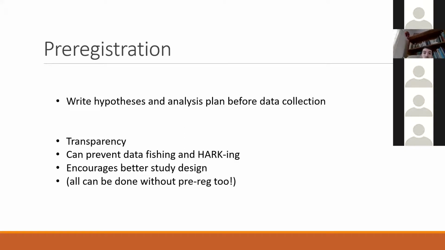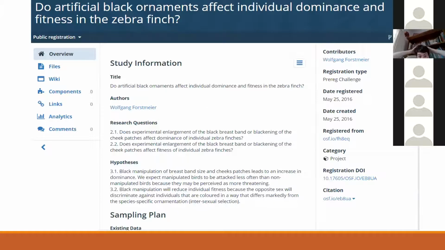So I'm going to go into an actual pre-registration now. This is by Fortmeyer's group, and you can see this is publicly available on the Open Science Framework. You can see here they write down their research questions and the hypotheses that they have. If you scroll down, you can see they have a sampling plan. They tell you any existing data, and they tell you all the way down to the statistical models that they're going to use. So this one was quite a thorough pre-registration, because they go into depth about the analysis plan.